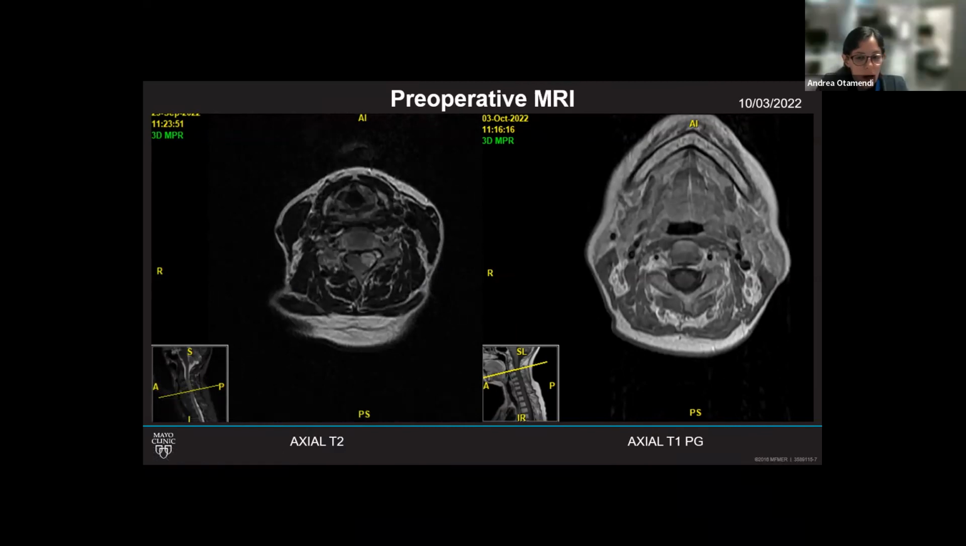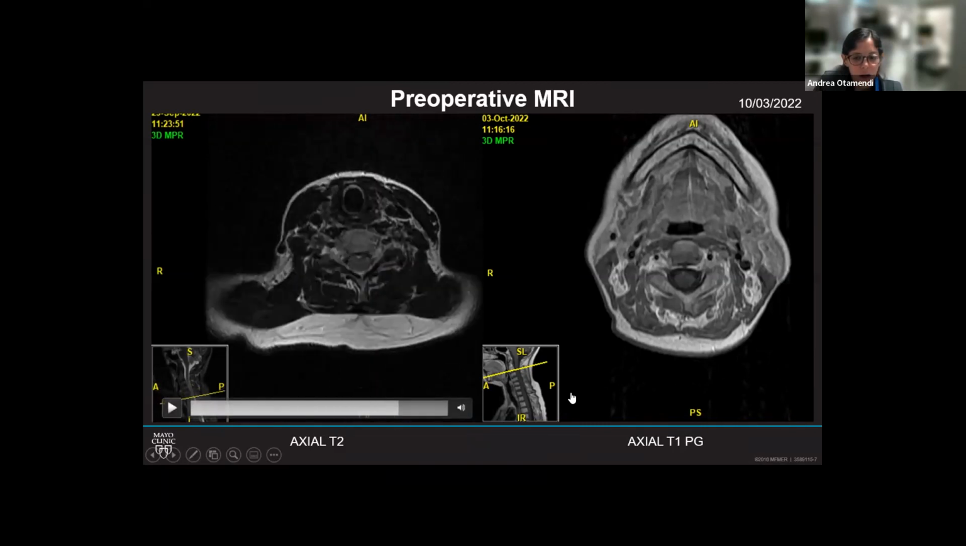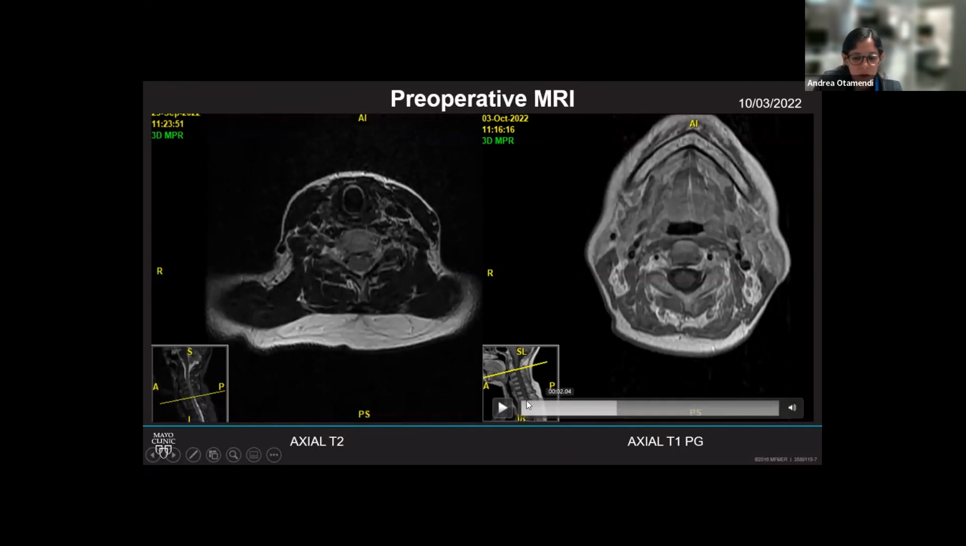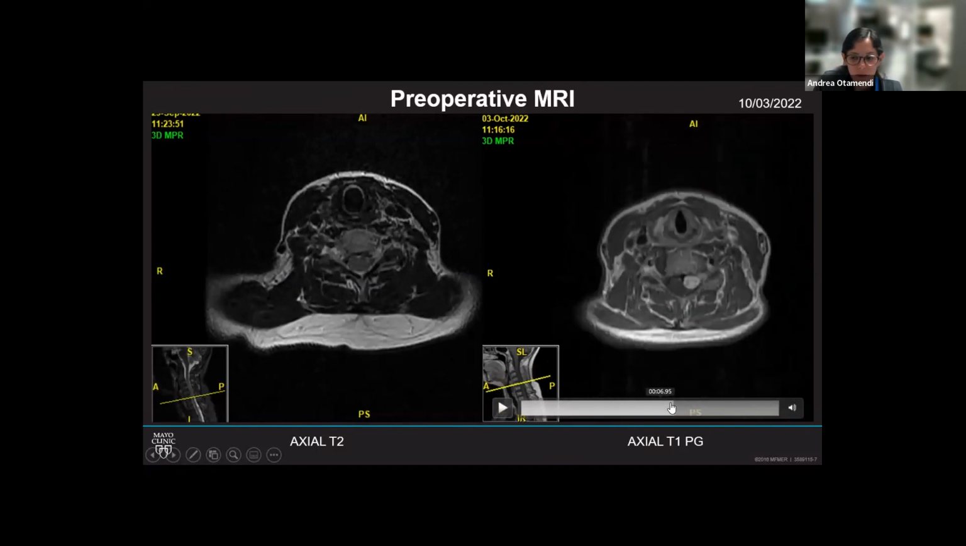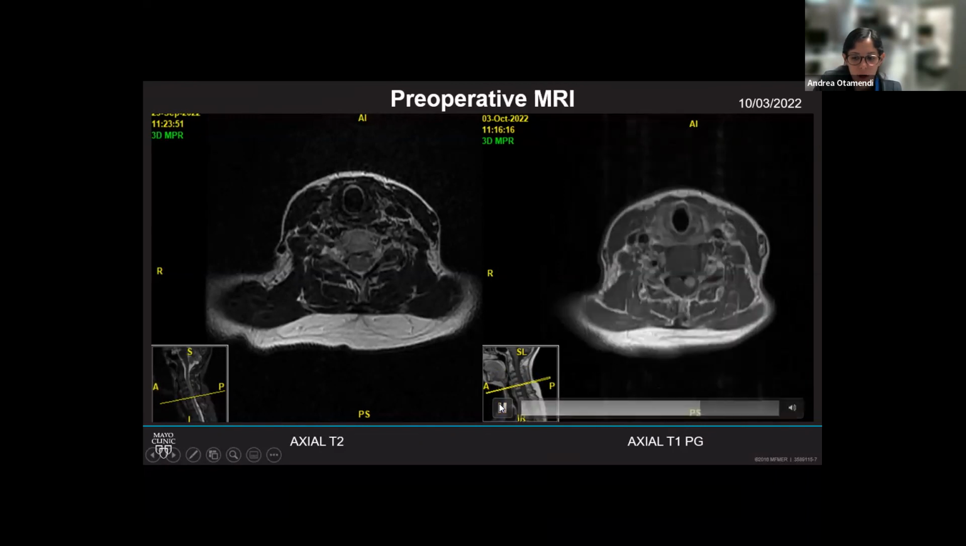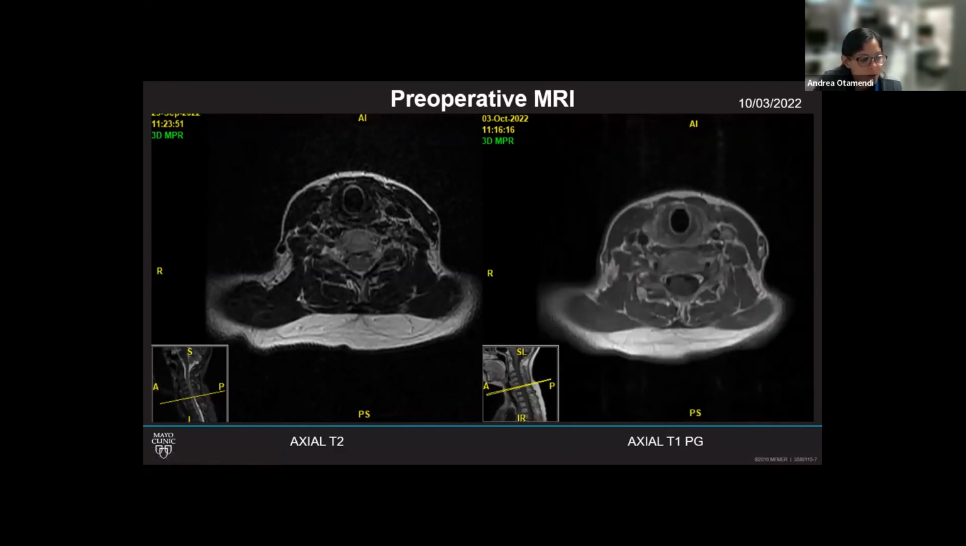Correct. And here also we have the axial T2 and the T1 postgadolinium, and we can see again how the lesion is extramedullary, round, and very eccentric, and in here again we can see the lesion in the T1 postgadolinium. Yeah, thank you. So go ahead.